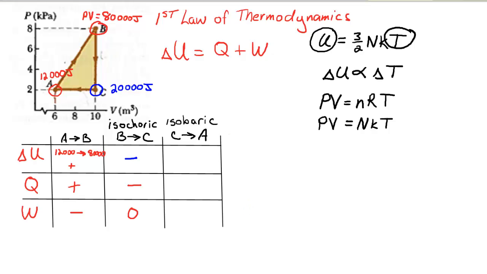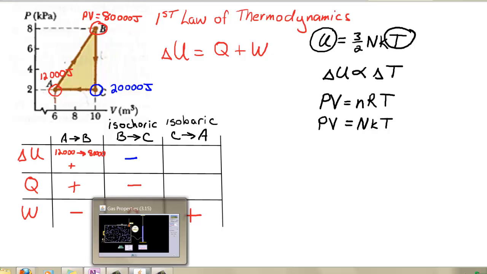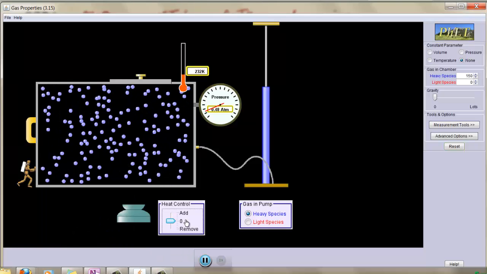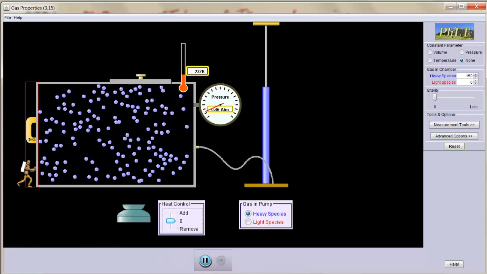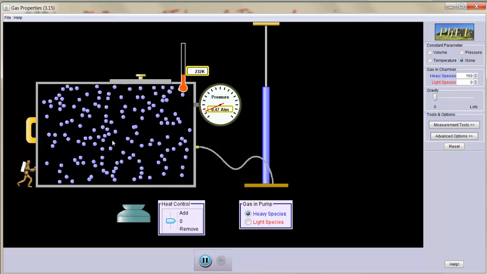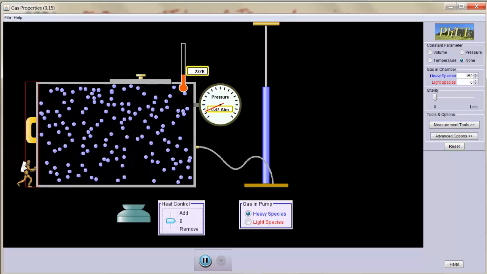Okay, so work done is positive from C to A. We've got that value. Now the pressure remains constant. So let's do the simulation and see what actually happens, and then figure out what we have to do to keep the pressure from changing. So it's an isobaric process, which means constant pressure. So we already know that we have to do work on the gas by squeezing it. Let's watch our pressure gauge over here.